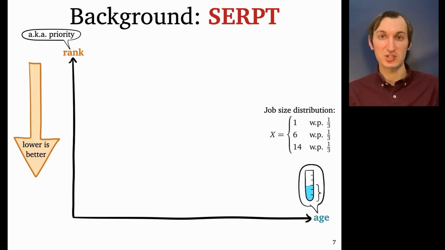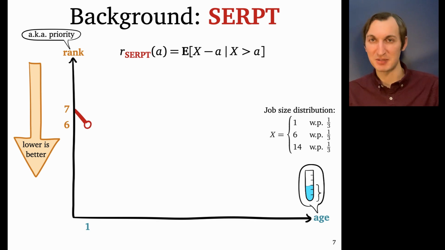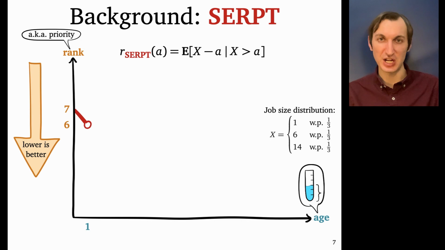So, SERPT is always serving the job of least expected remaining size. So the rank function of SERPT has a job's rank at age A be its expected remaining size, conditional on having reached age A. Remember, lower is better, so lower remaining size is better. That's exactly what SERPT does. Let's walk through what the rank function looks like in this example. When a job enters the system for the first time, it's at age 0, so its expected remaining size is 7. And then, as we serve the job, its expected remaining size goes down a little bit because we're making progress until we reach age 1.